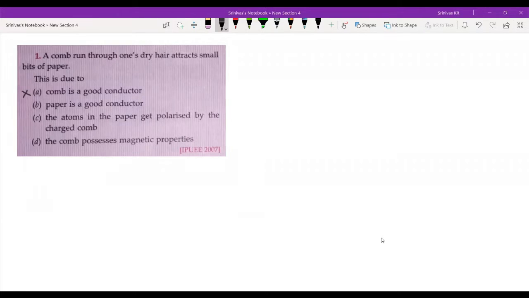Comb is not a good conductor. Paper is not a good conductor. The atoms in the paper get polarized by the charged comb.